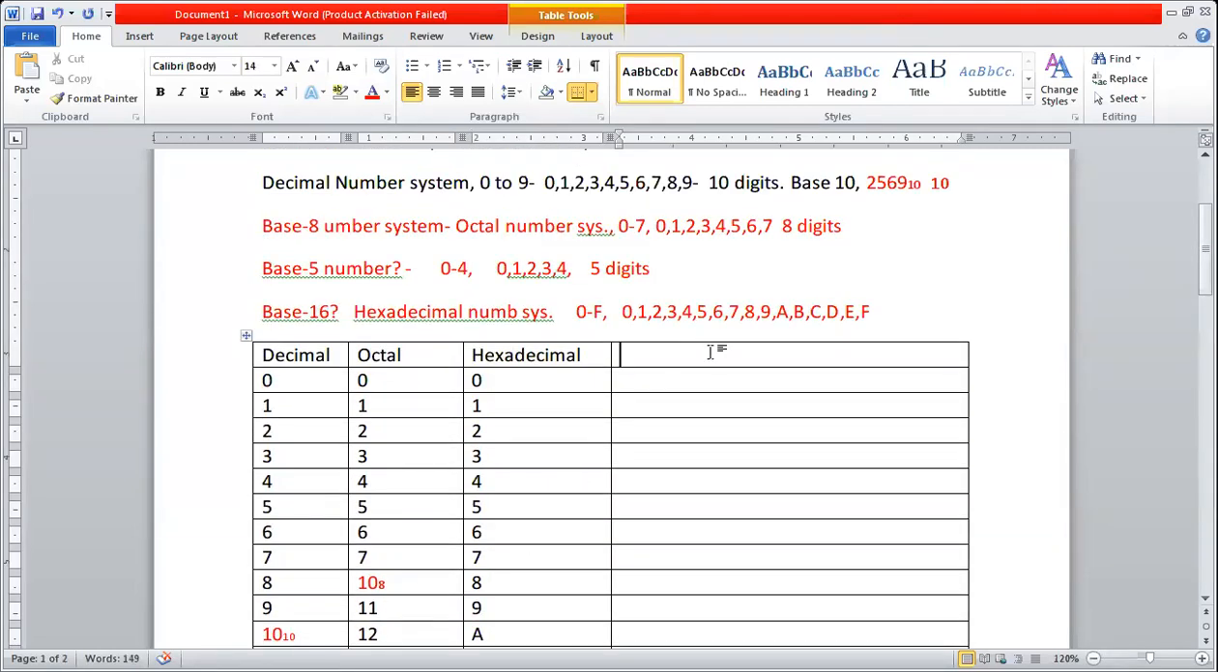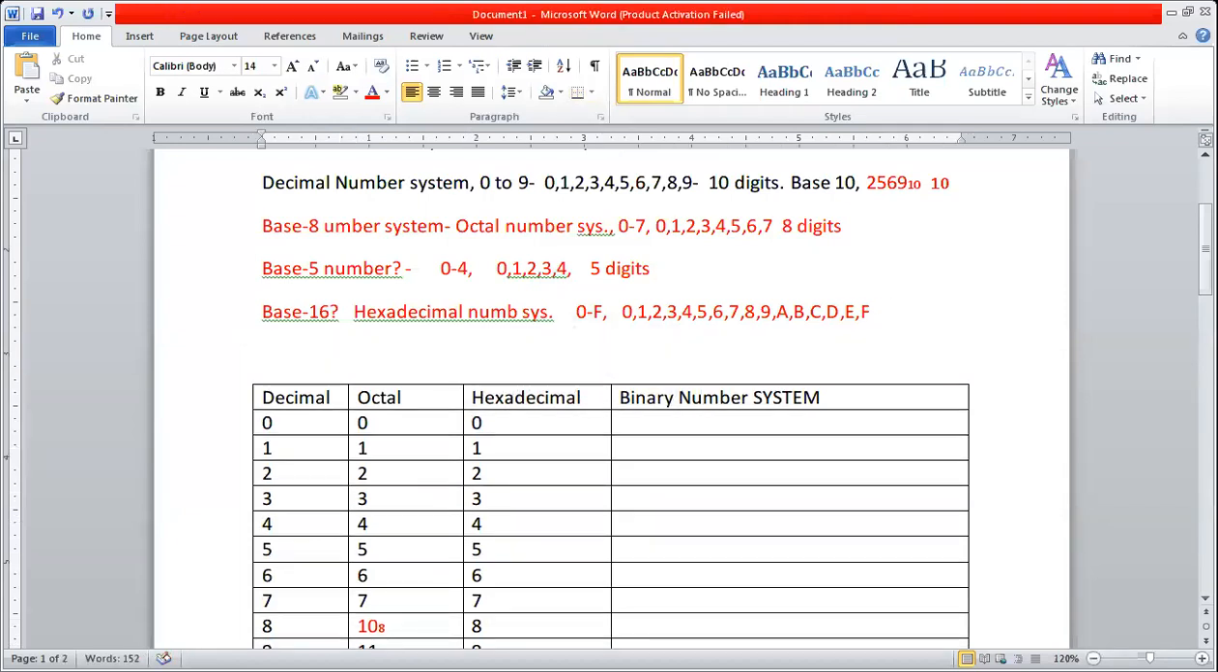Okay. Now the important one comes, that is the binary number system. Now tell me, what is represented as a 0 in binary? How many digits do we have in binary? 0 and 2.